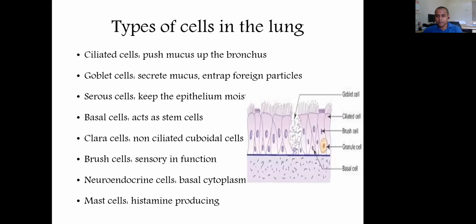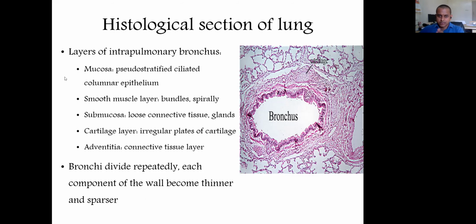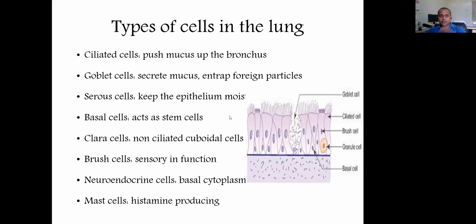to be said to be a bronchiole. So there are a few other cells in the lung apart from the ciliated cells. The ciliated cells are the ones which help in propelling the mucus towards the upper respiratory tract. So it helps in propelling the mucus. There are other cells called goblet cells which secrete the mucus and entrap the foreign particles. There are serous cells which help in keeping the epithelium moist.